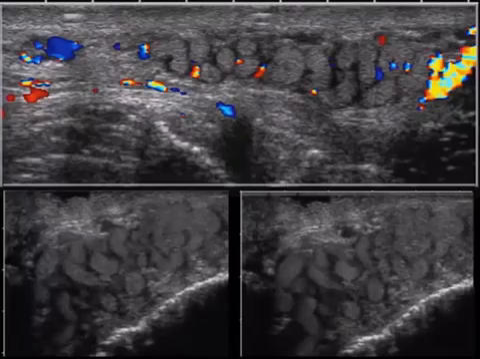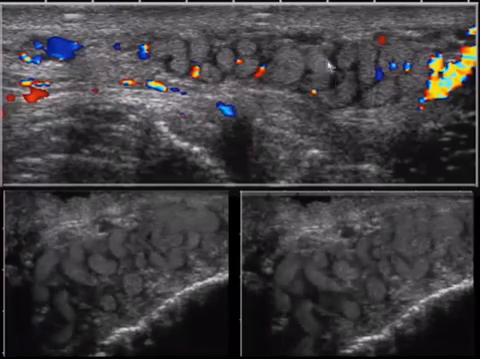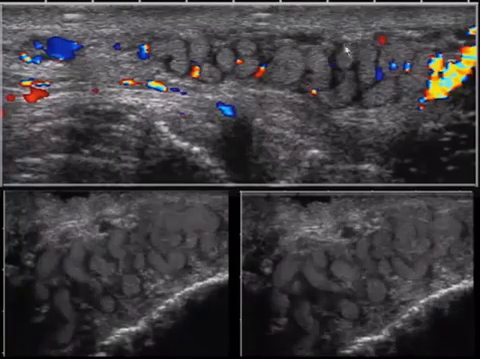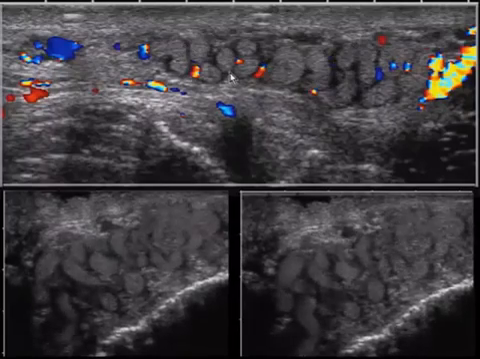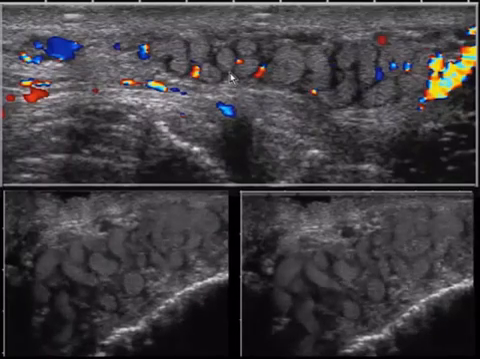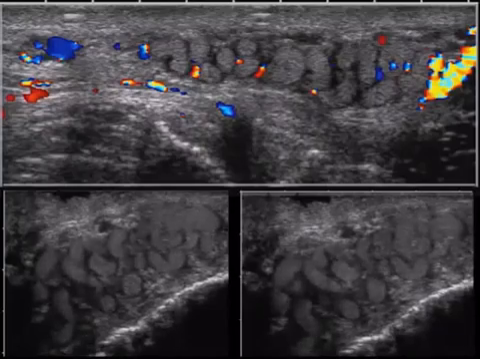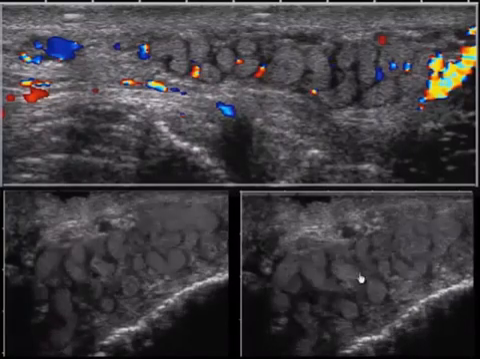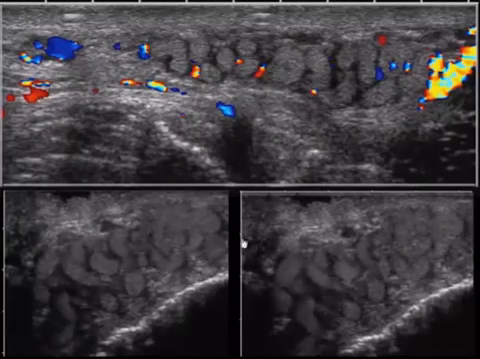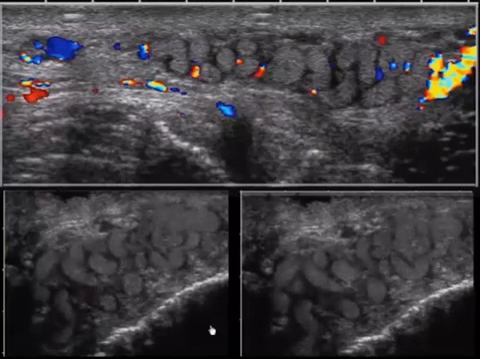And here's another one. We can see that there are lots of serpiginous vessels, but on the color flow, we don't really see that this is flowing because it's so slow that the color cannot pick up the flow. But if we just look at the grayscale, we can see these tons of serpiginous vessels with lots of venous flow inside them.